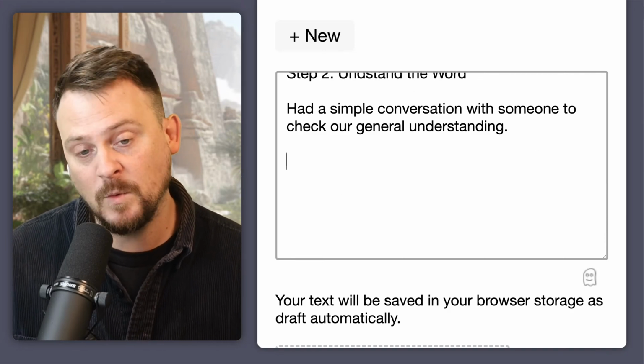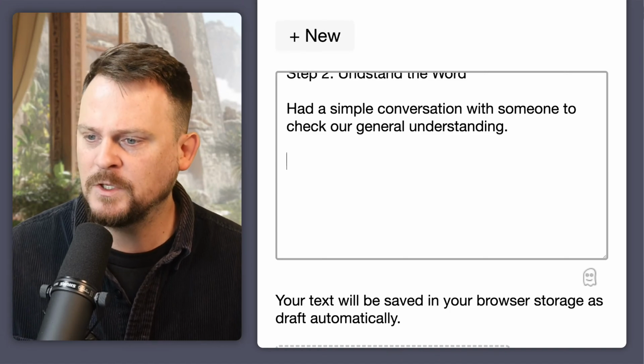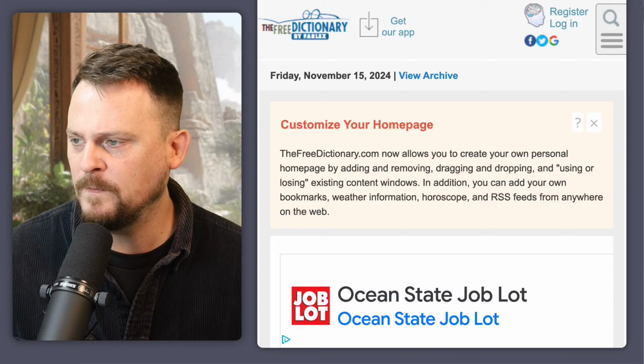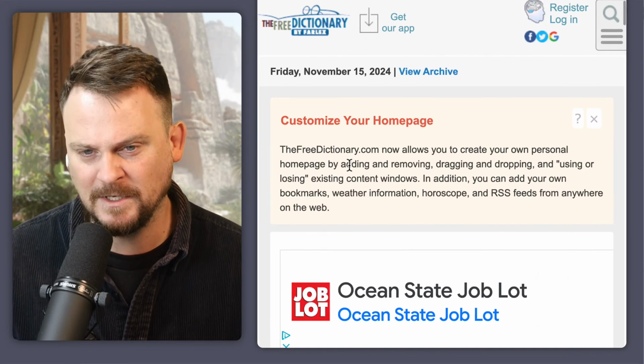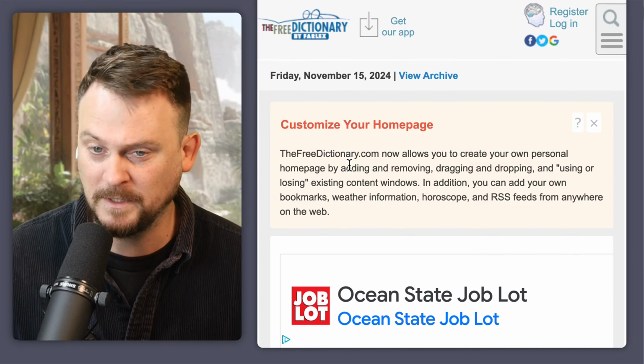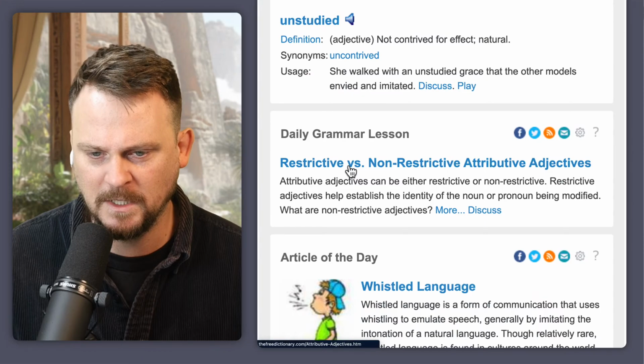So this is where a dictionary can actually be useful. So let's now go over to my favorite, still my favorite dictionary. The only downside is that the website, I'll be honest, is really ugly. It's a very ugly website. No offense, but it's ugly.